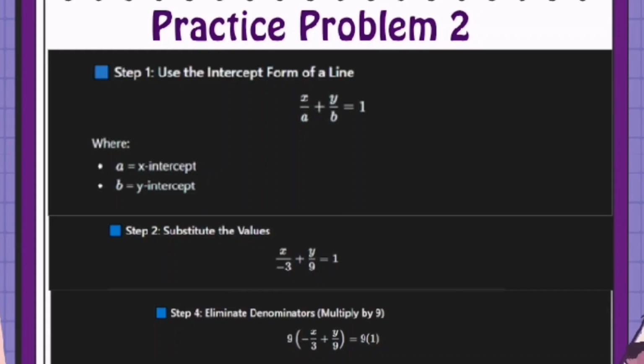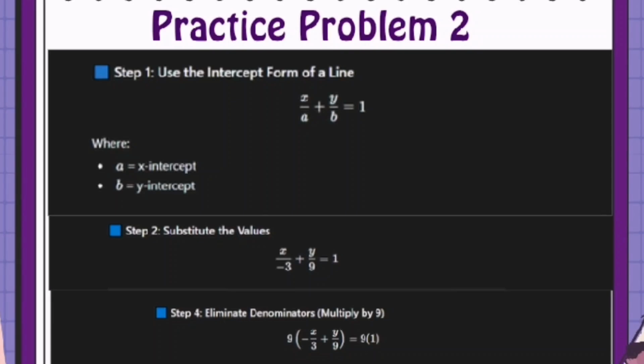So let's go to step 2. Substitute the given values. From your problem, the x-intercept is equal to negative 3 and the y-intercept is equal to 9. So we substitute: x over negative 3 plus y over 9 is equal to 1.